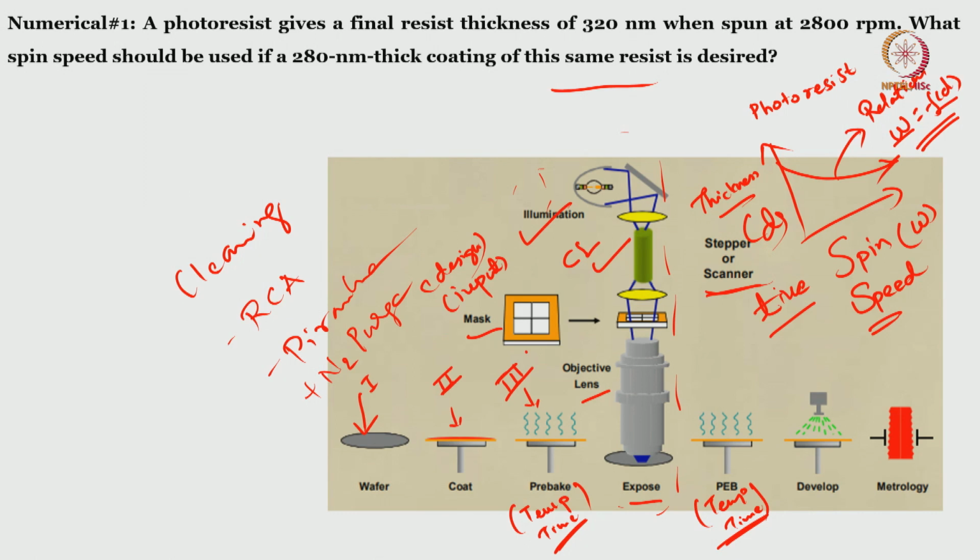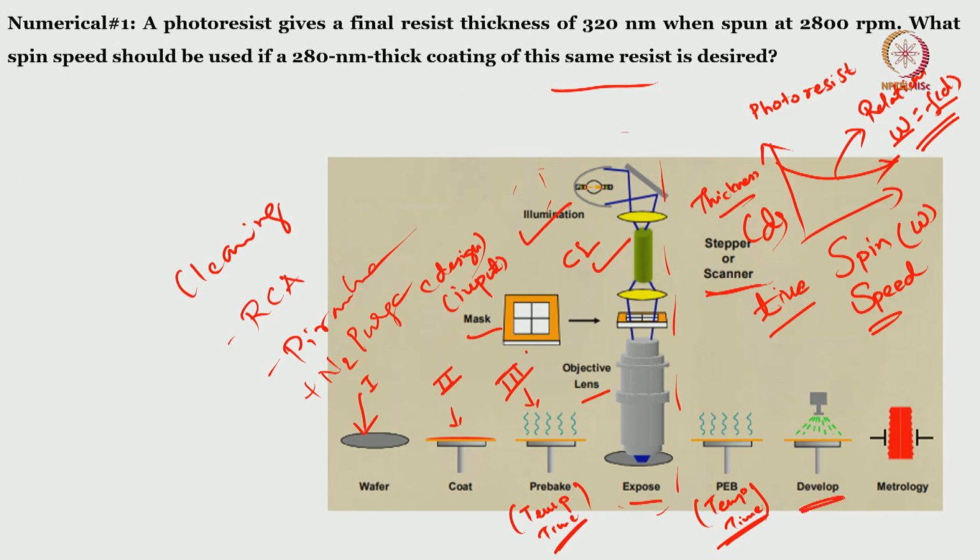Pre-bake and post exposure bake, both temperature and time for a particular photoresist, the optimal values are identified. It can be 100 centigrade for 1 minute, 110 centigrade for 1 minute, to remove the additional residues and so on. And further it should be ready for development.